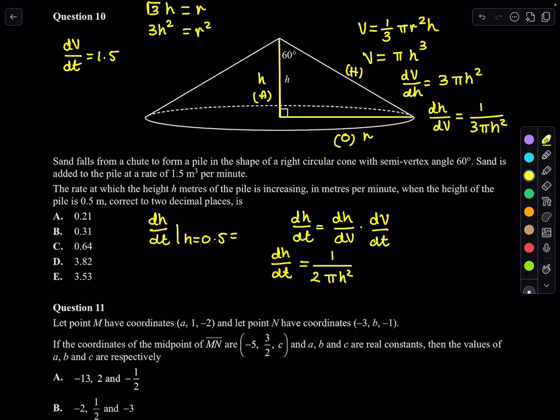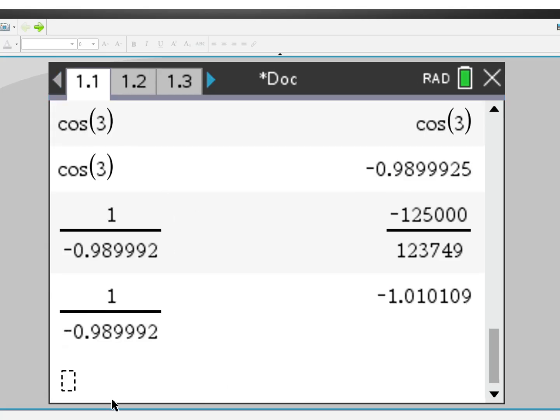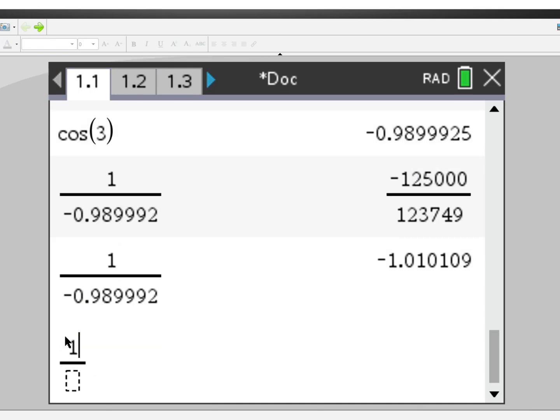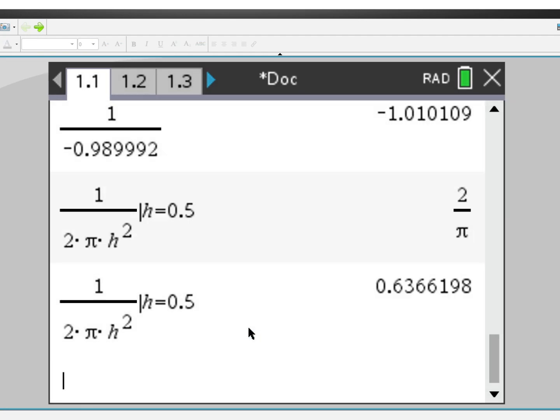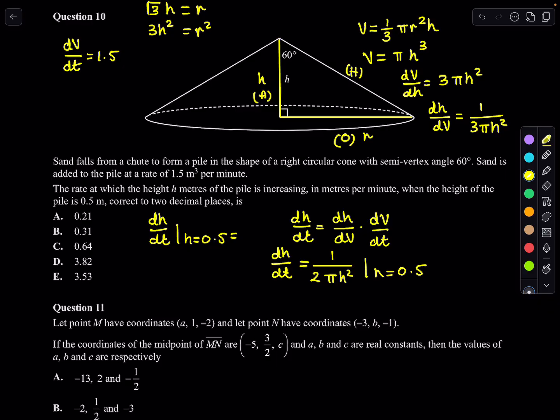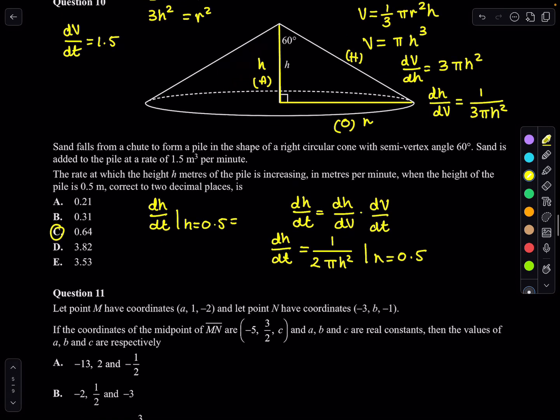And guess what I have to do? I just have to sub in when height equals 0.5 into this. So when h equals 0.5, let's solve that. Going to my CAS, what I'm doing is 1 over 2 pi times h squared, given that h is 0.5. Your answer is 0.63 or 0.64 to 2 decimal places, which is C. So 0.64. So 10 is C. Not too bad. All right.